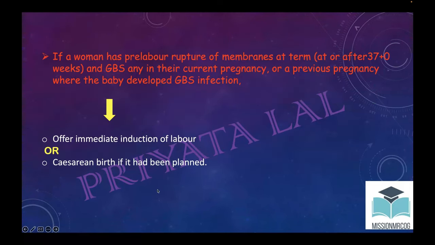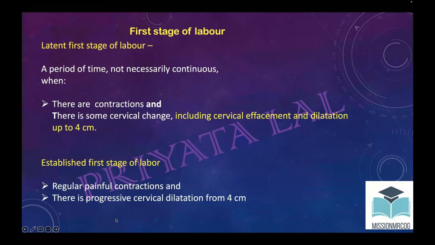If the patient has GBS infection and there is a rupture of membrane at or after 37 weeks, it is immediate induction. Or if cesarean section is indicated for any factor, then cesarean section. So there is no change here, and it is the same in the GBS guideline also. Now, till now, has any one of you got any question?